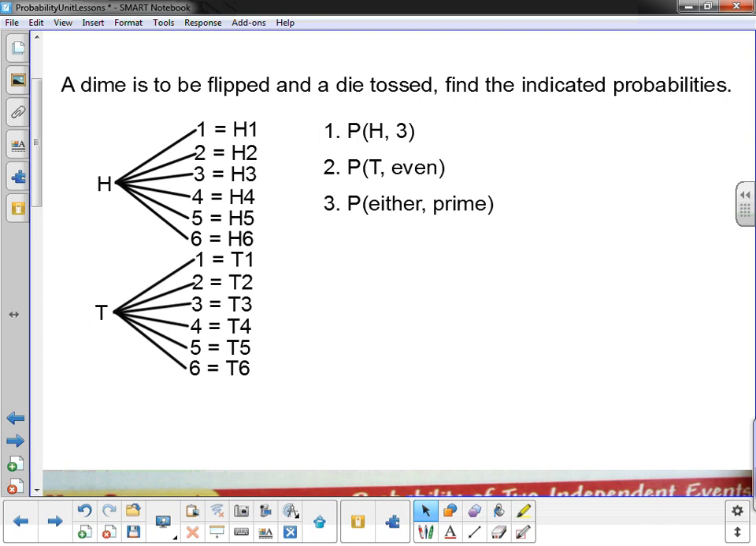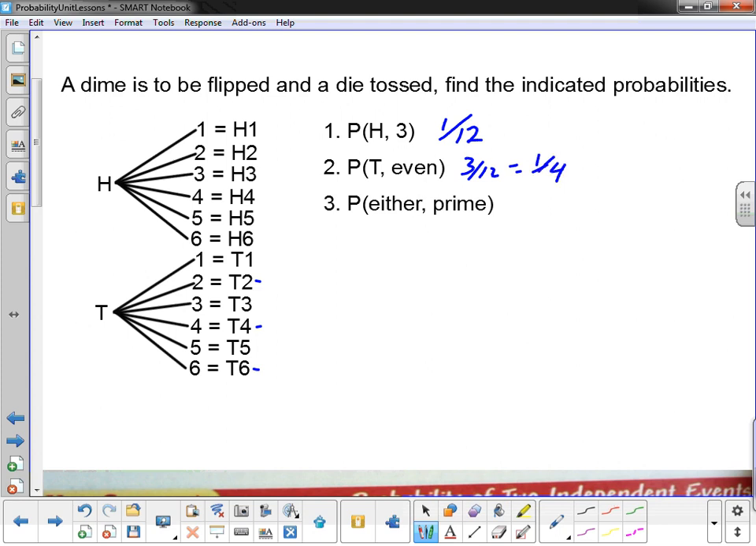Well, H3, there's only one of them, and there's how many total? There's 12. So it's a 1 out of 12 chance that I would get a heads and a 3. What about a tails and an even? Well, I look down here, I had 3 evens with the tails, so that gives me 3 out of the 12, or a 1/4 probability.